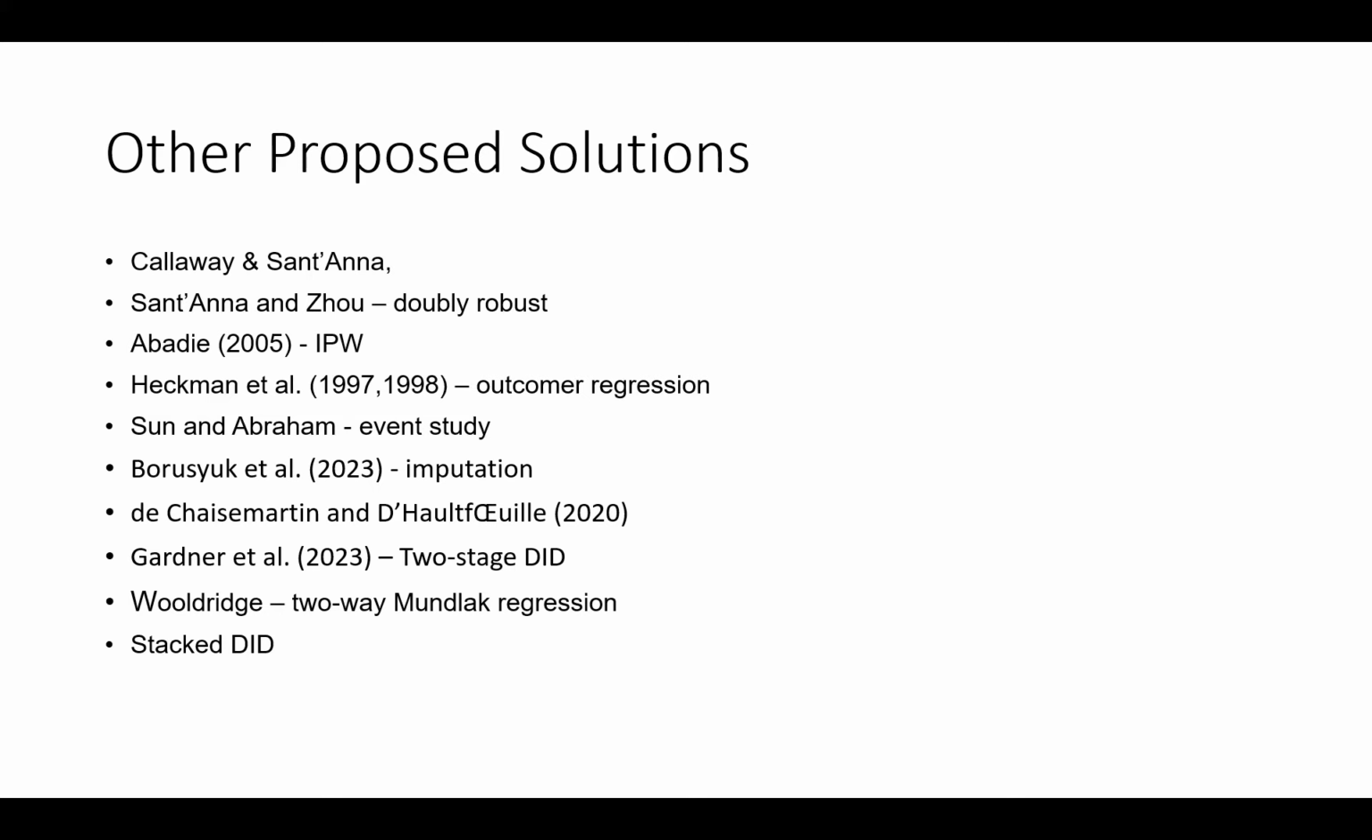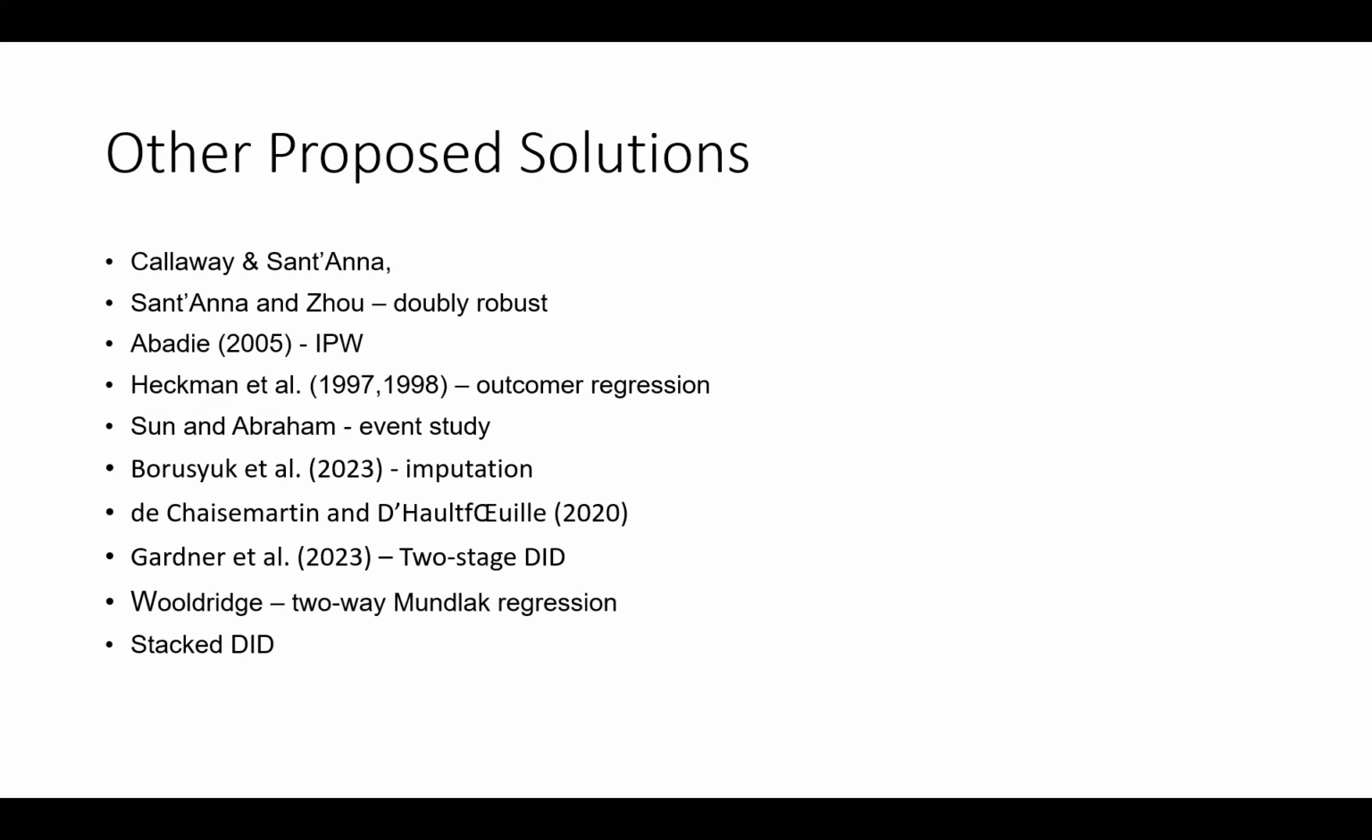Borusyak et al. uses an imputation method where they construct this counterfactual by estimating unit and time fixed effects just using the controls in the pre-treatment period and then imputing this counterfactual that way, which gives you a little bit less noisy of a comparison group. Chaisemartin and D'Haultfoeuille have another method that they use. Gardner et al. has this method called two-stage difference in difference, which I'm using right now. That's actually like the simplest, very easy one.